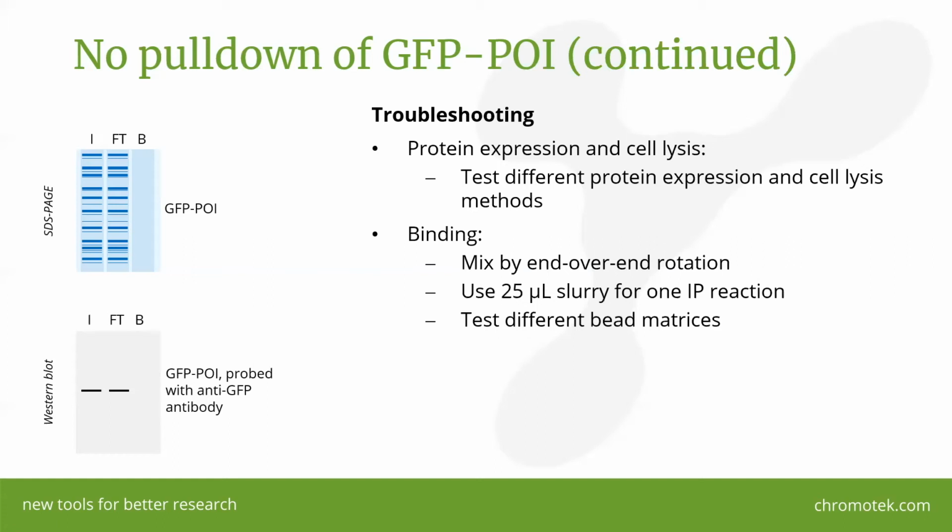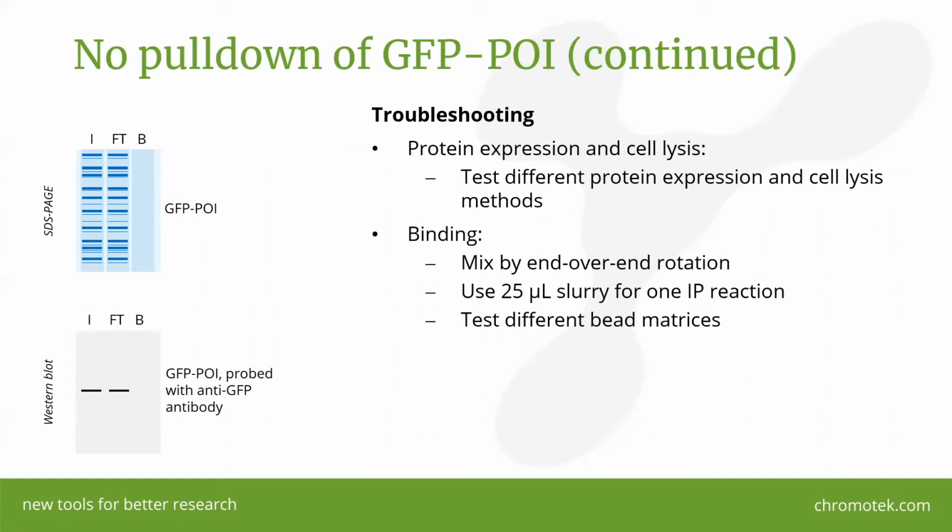If your protein of interest is aggregated or unfolded, it is necessary to optimize not only cell lysis, but also the expression. It's likely that your protein of interest already unfolds in the cell and not only during the cell lysis. It is important that during binding, you do proper mixing by end-over-end rotation. Mixing by a thermomixer is often not sufficient. Always use 25 microliters of beads. If you use a smaller volume, it's difficult to pipette and to reproduce, and the amount of protein of interest can be below the SDS-PAGE detection limit.